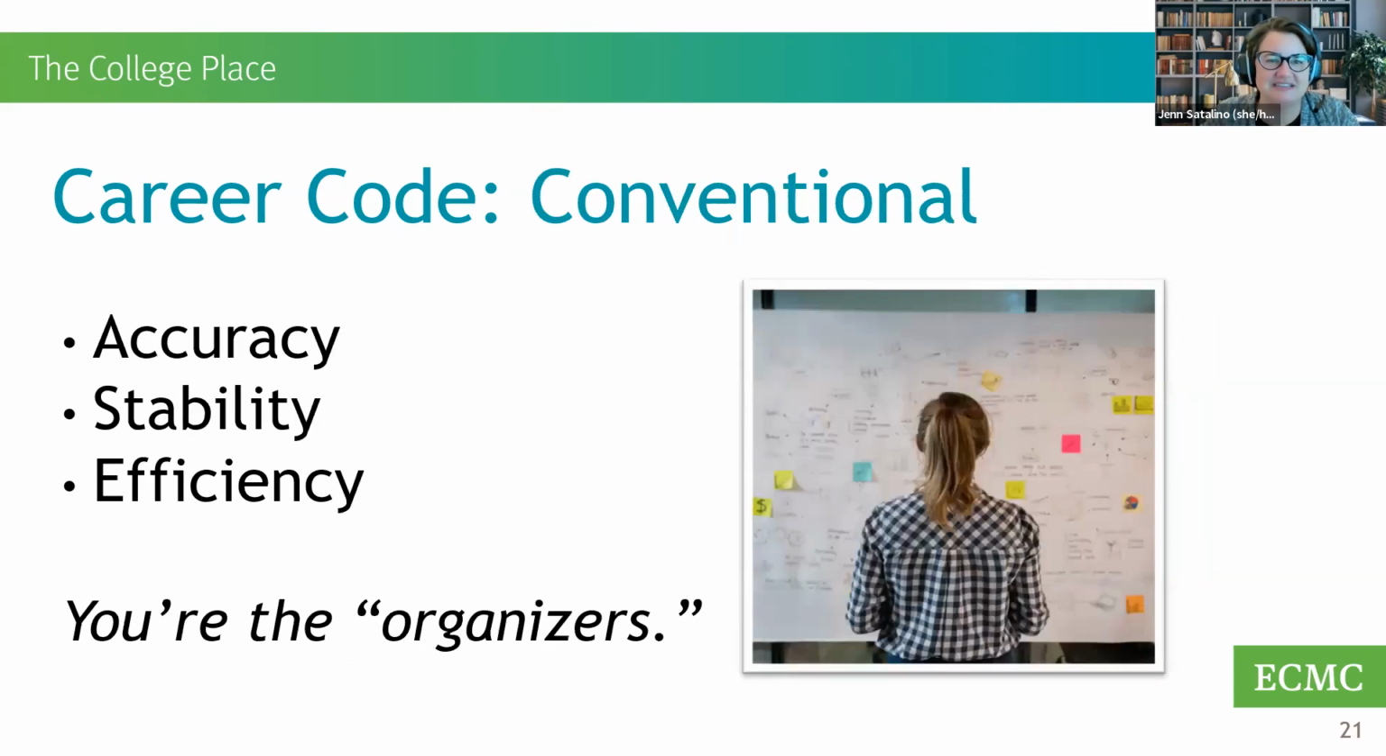And then our last code is C, conventional. Conventional people like to work with data. You like structure and order. You like rules and regulations, especially those rules and regs that really emphasize self-control. You are very likely efficient, practical, orderly, conscientious. You are good with details, and you're careful to do things the right way. You are the organizers among us.